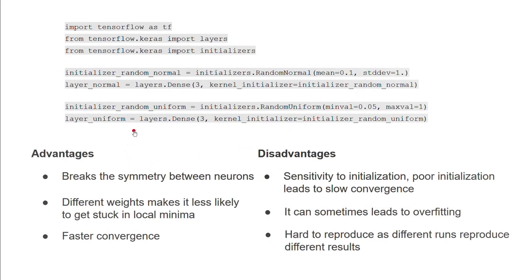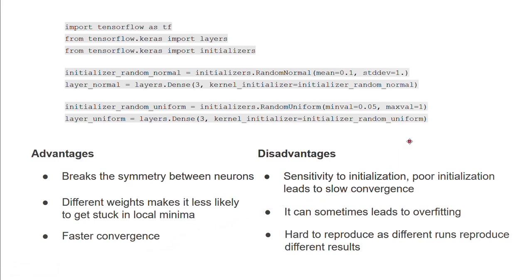So what are the advantages? The advantage is that it prevents the symmetry which was created due to the constant or the zero initialization, and since it has different random weights, it is less likely to get stuck in a local minima, and the next is it has a faster convergence.